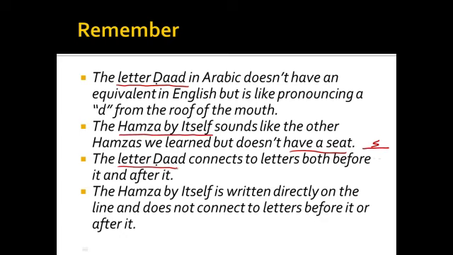The letter Daad connects to letters both before and after it. So in the medial position, the Daad would look like this. You see, it connects here, and it connects there. Now the Hamza by itself is written directly on the line and doesn't connect to letters before it or after it. So here we write the Hamza. If this is the line here and the Hamza is on the line, it doesn't connect. It doesn't connect to the letter before it and doesn't connect after it. And there you have it.